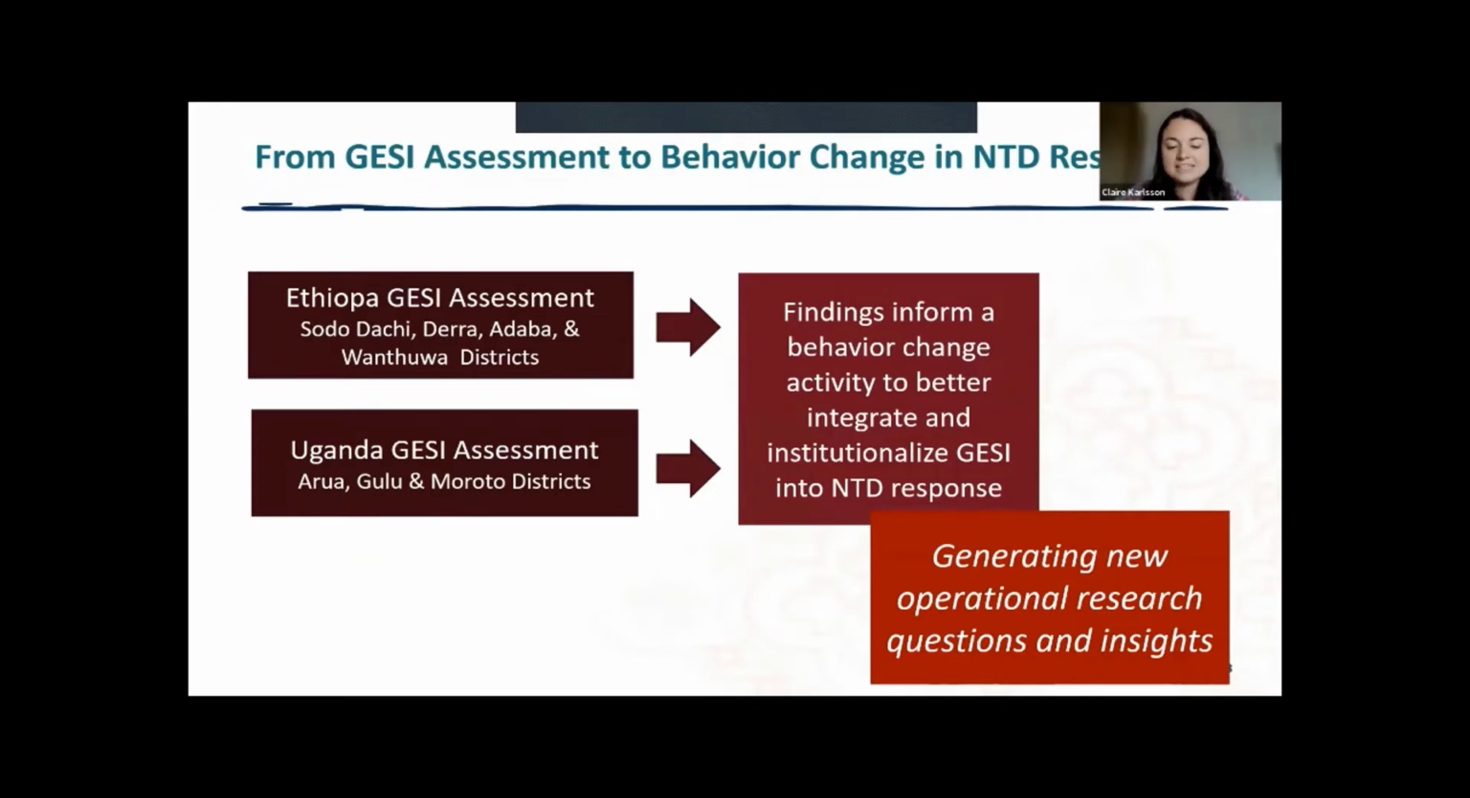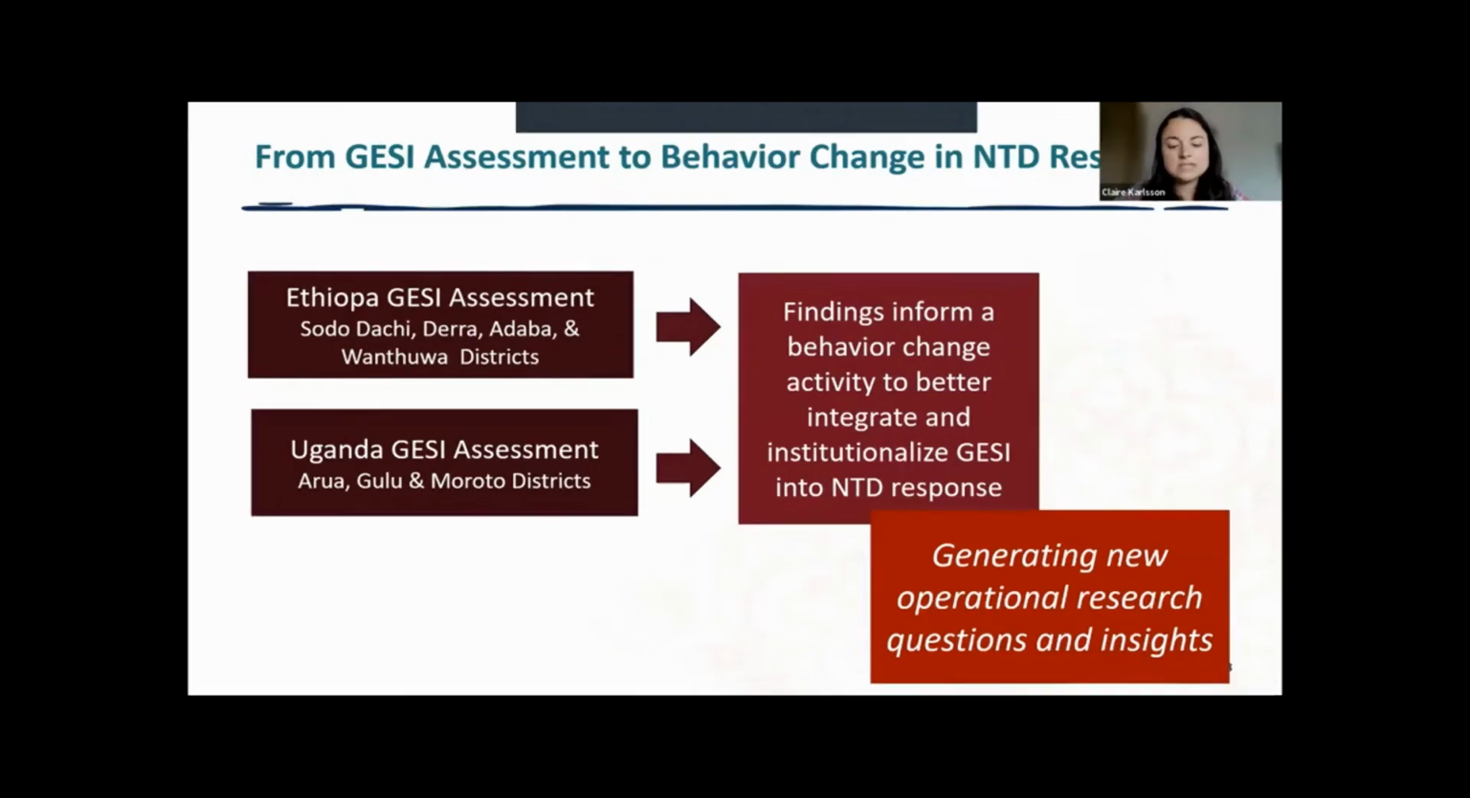In Uganda, Act East supported the Uganda Ministry of Health to conduct a GESI assessment in 3 districts, Arua, and Moroto. In Ethiopia, Act East supported the regional health bureaus to conduct a GESI assessment in Sododachi, Dera, Adaba, and Wanuthwa. The assessments in Ethiopia and Uganda were conducted in districts with low MDA coverage and persistent disease transmission. Both assessments sought to answer a series of key questions, specifically, how GESI-related factors impact the ability of different groups to access and use NTD services, such as MDA.